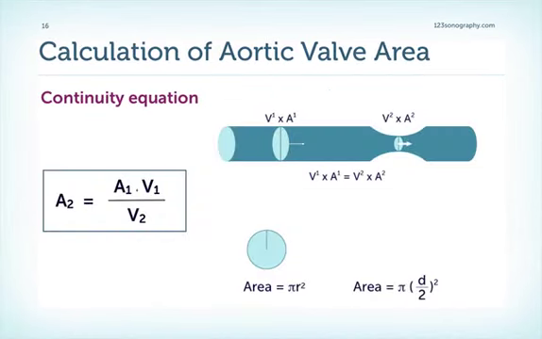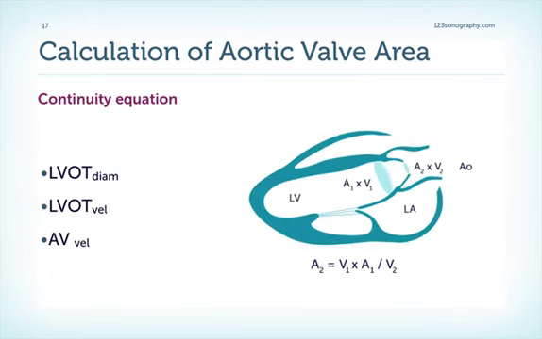So now we have to look at some math. To calculate the aortic valve area, this is based on the continuity equation, which takes the fact that the relation of area and velocity always stays the same before and in the stenosis. So we can calculate the area by simply measuring diameter and multiplying by pi.